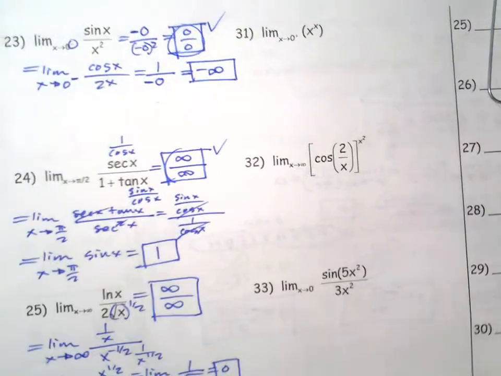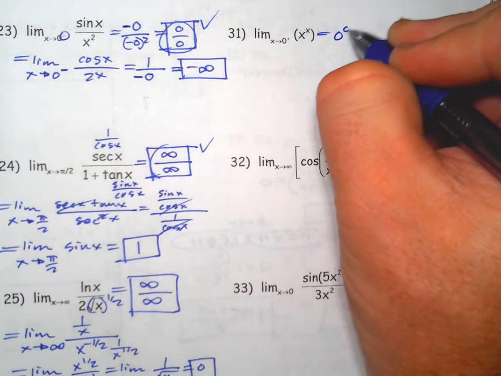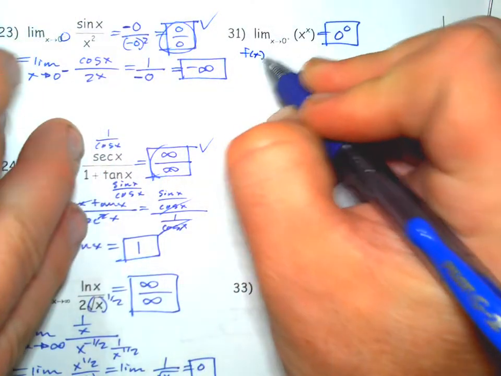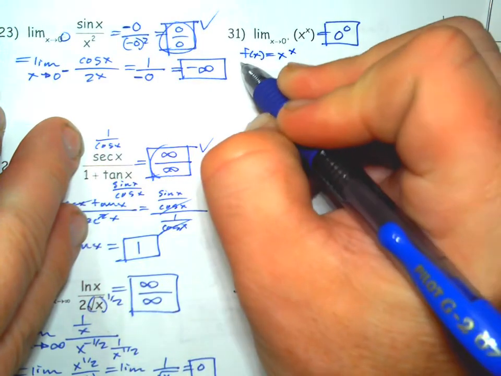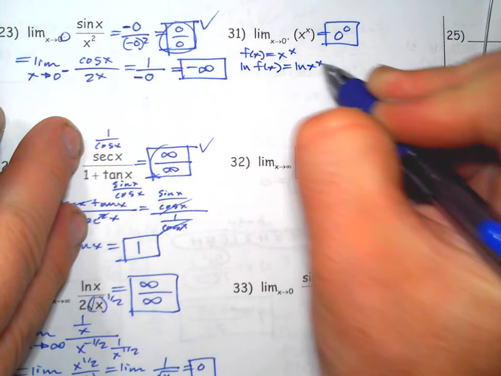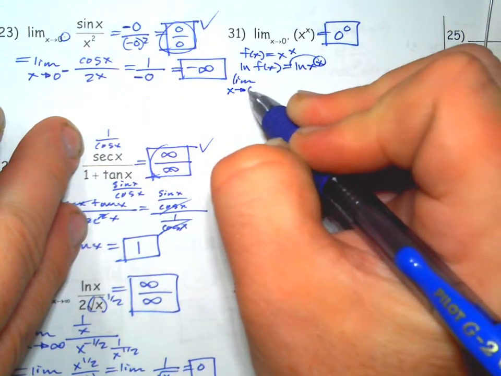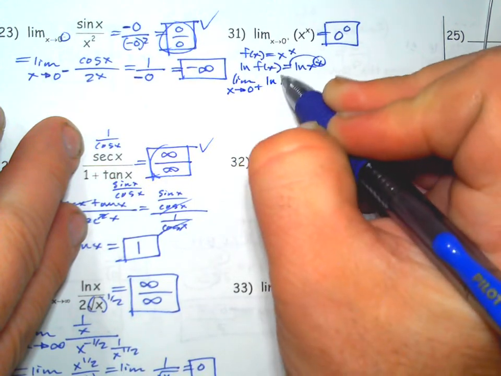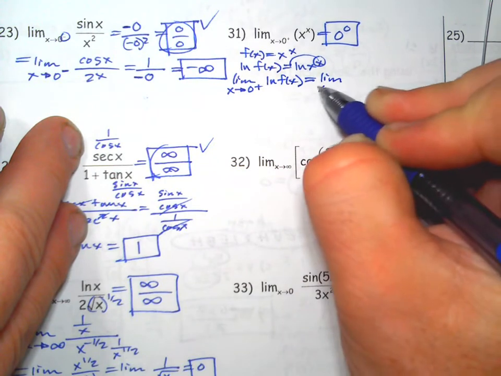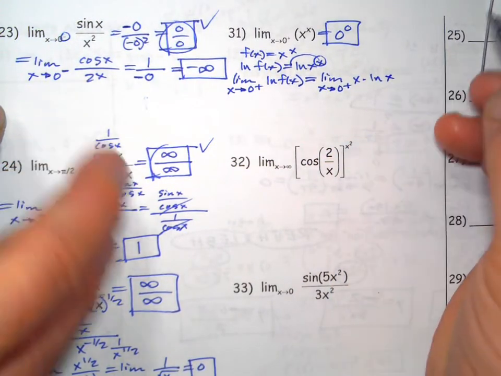Now back to some more interesting ones. 0 to the 0, initial indeterminate form. So we're going to create a function, take the natural log of both sides, use a power rule, move in front, take the limit of this new natural log of the function. We need to be keeping this 0 plus coming, and I'm about to show you why.